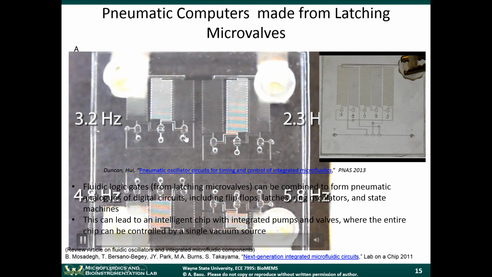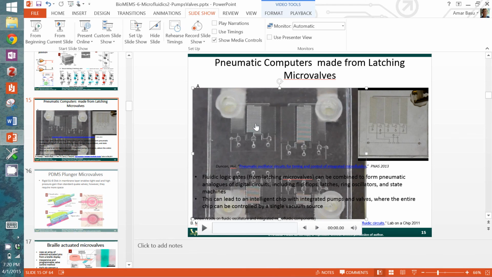Just look at the ones up here. So he has 3 inverters cascaded next to each other, and you see how these little bright spots are appearing here? Those bright spots are the valves distending, going up and down. So this is a fluidic oscillator operating at 3 Hertz, and this is a fluidic oscillator operating at 2.3 Hertz, and these are the faster ones down here. Now the way that he controls the speed of these things is by controlling the resistances, or the lengths of these fluidic channels. So that changes the equivalent resistance here.